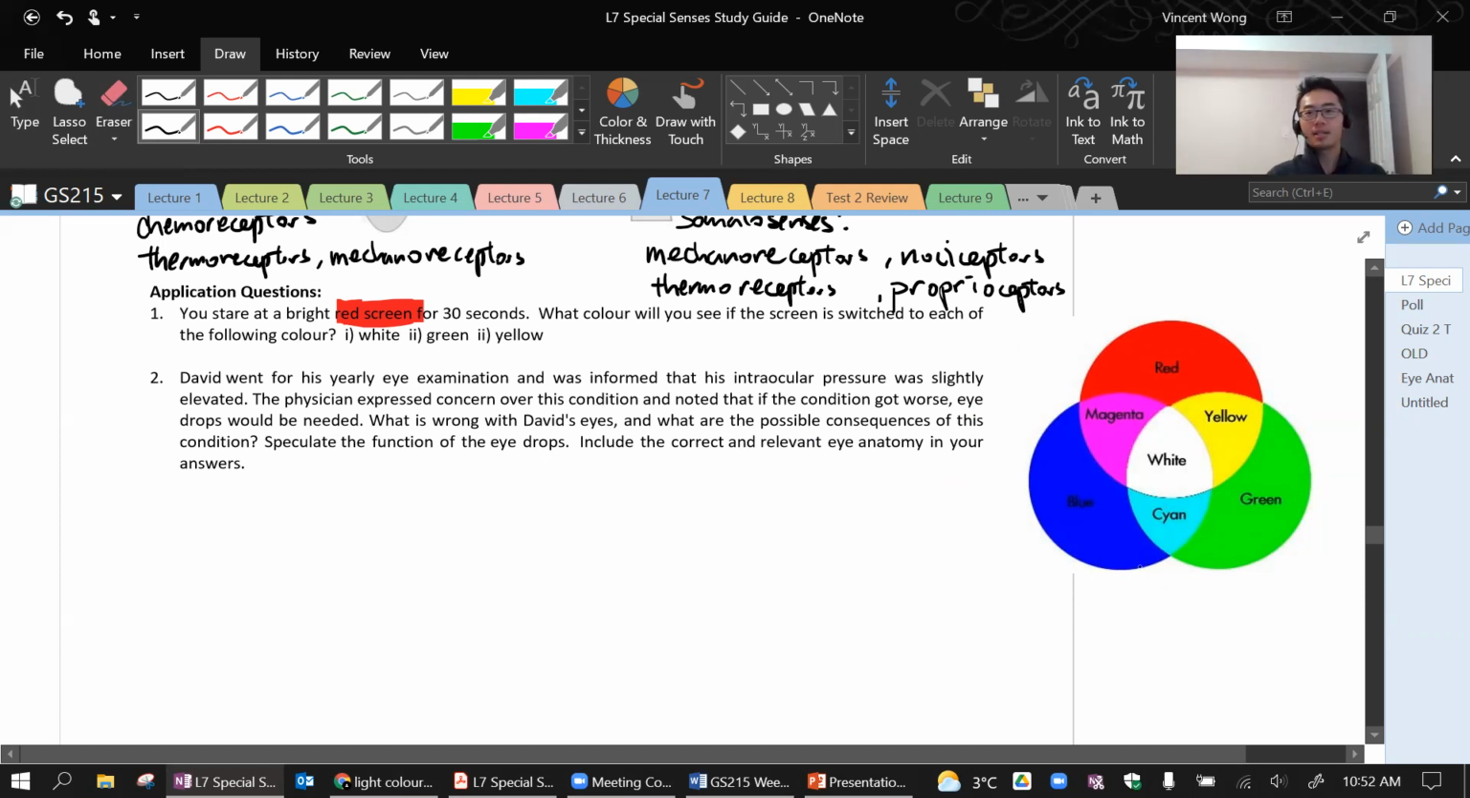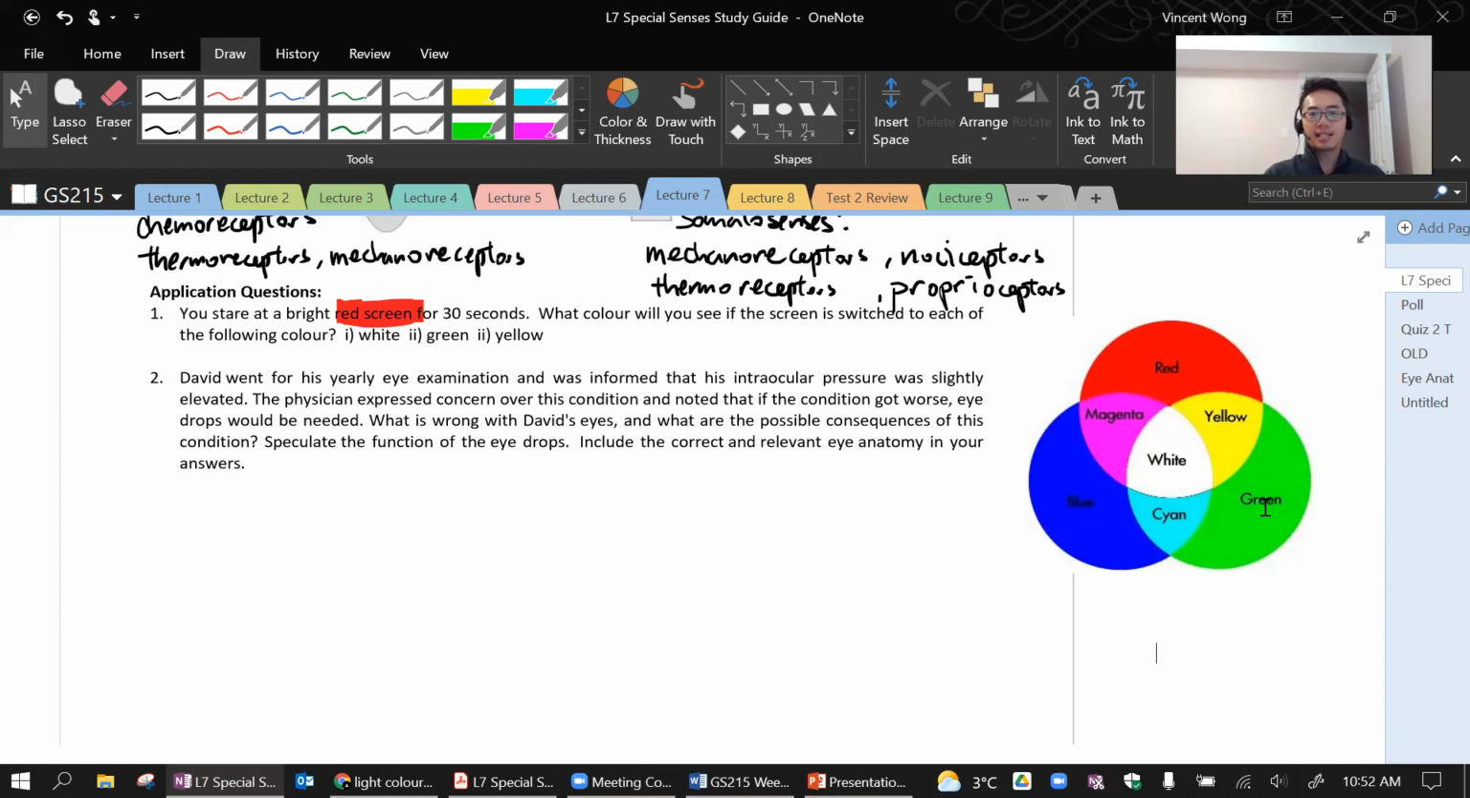So what's going on, right? Well, on a white screen, how do we see white? We see white when all three of the photoreceptors are activated. In order to perceive the color white, we need the red and the blue and the green to be firing. When I say firing, I mean transmitting action potentials at the same intensity.